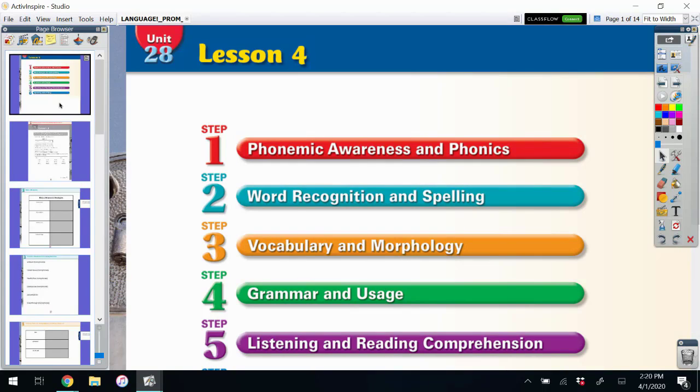Today we're going to do Unit 28, Lesson 4 of the language program. We'll start in Phonemic Awareness and Phonics, Step 1, and we'll review the sound spelling patterns for the al suffix.